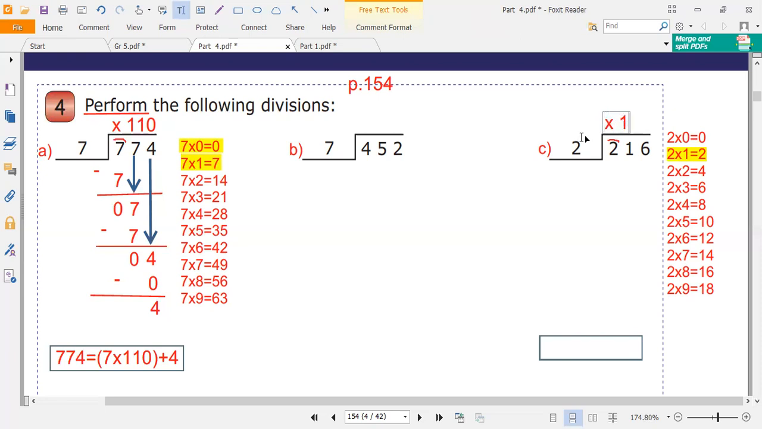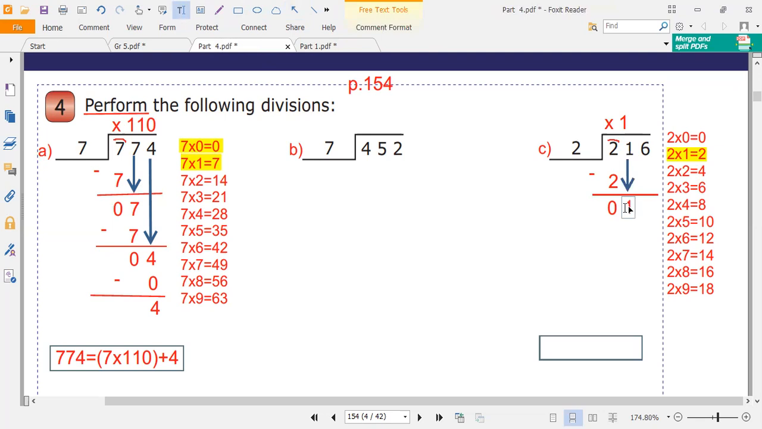Now we multiply 1 by 2 equals 2. We write the answer under the 2. Now we subtract 2 minus 2, 0. And after we subtract, we have to bring down the next digit. And pay attention, we can bring down only one digit. We bring down the 1, and after we bring down, we have to divide.